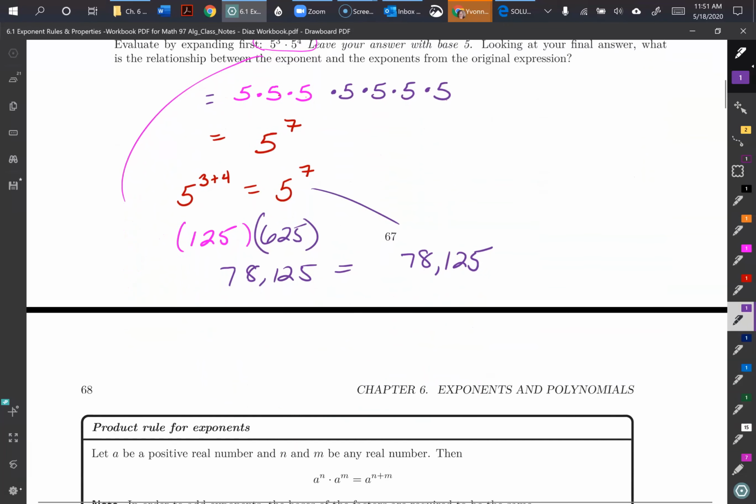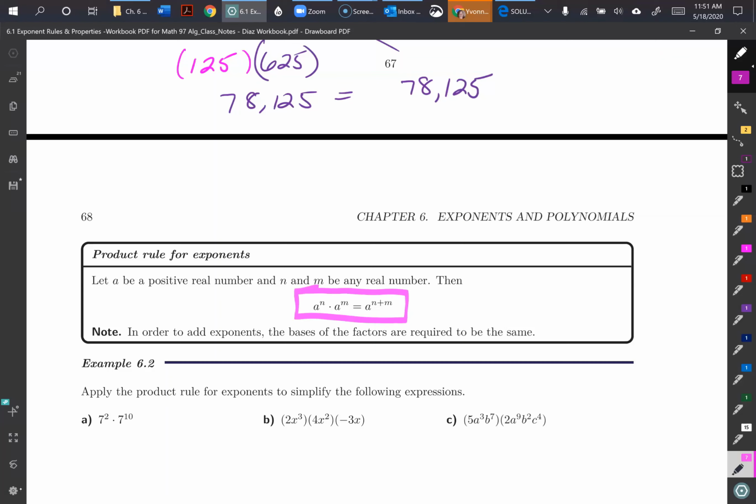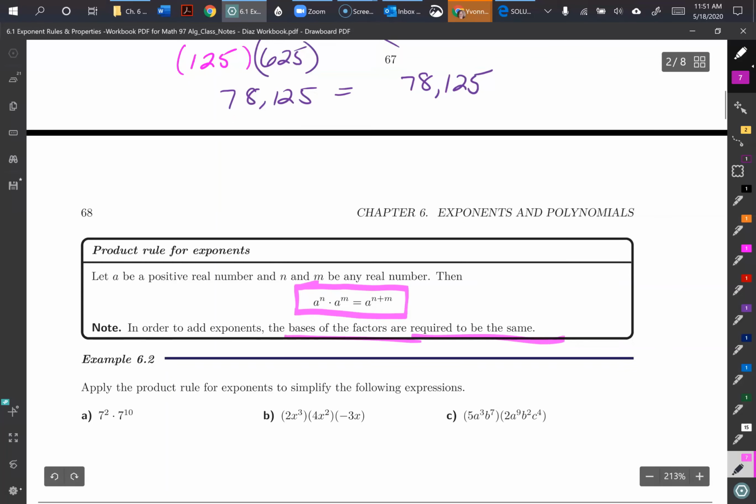What we want to be careful of is that we have like bases. So here's our rule right here. Let a be a positive real number, n and m be any real numbers. Then a to the n times a to the m equals a to the n plus m. Okay, so here's a little note. We need to have like bases.